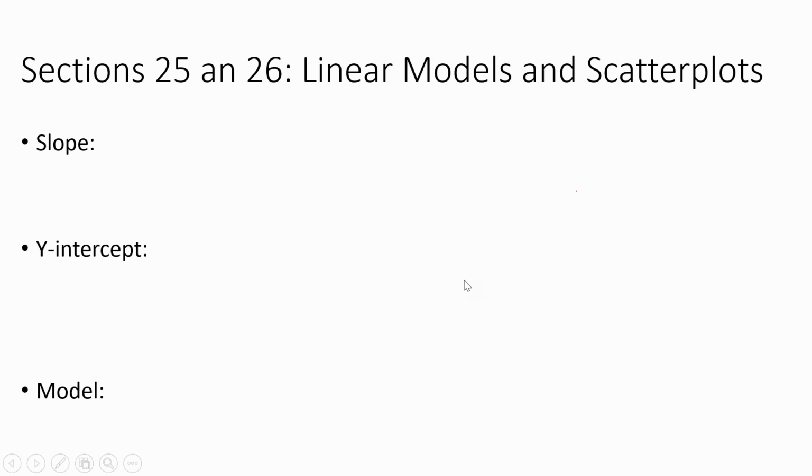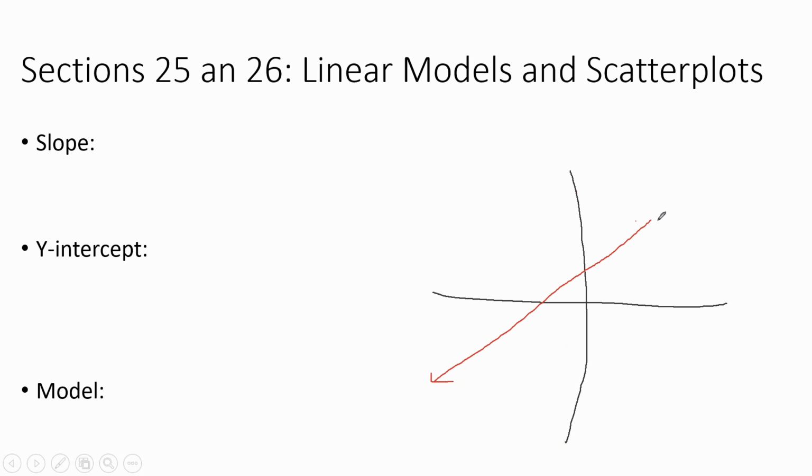All right, jumping into sections 25 and 26, linear models and scatter plots. The big thing with linear models is why they're linear models. If we graph them, pretend those are straight lines. If we were going to graph something, again pretending it's a straight line, this would be a linear model because it's a straight line. That's what linear means, right? Line. So with these, the slope and the y-intercept, we're going to talk about how those relate to this linear model, and then how we would write an equation for that model.